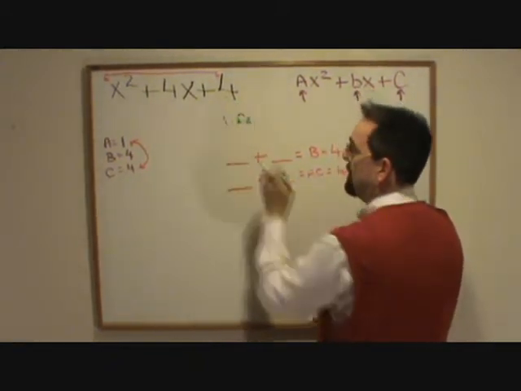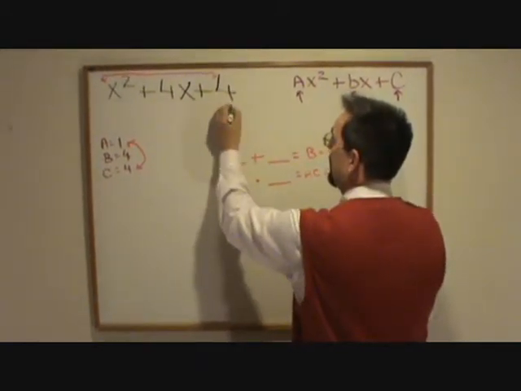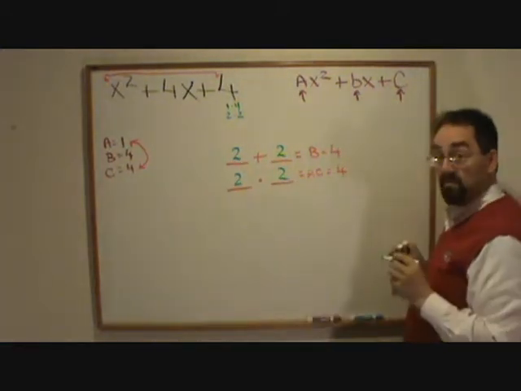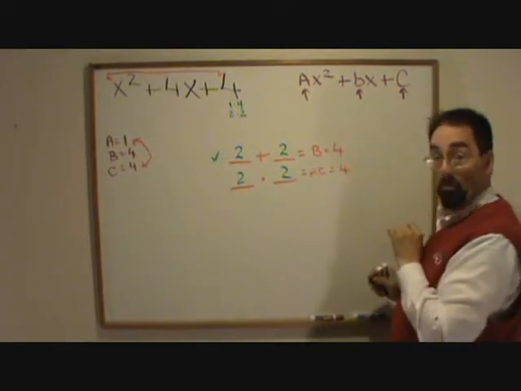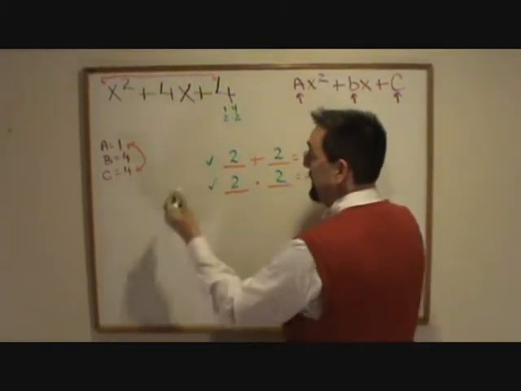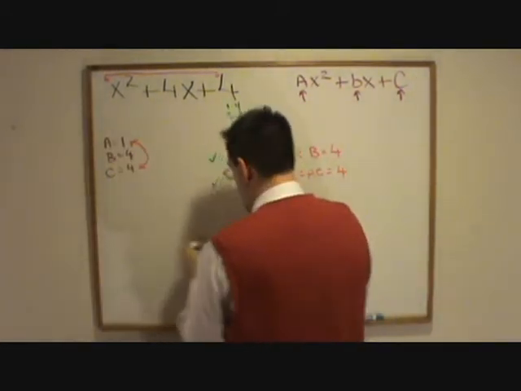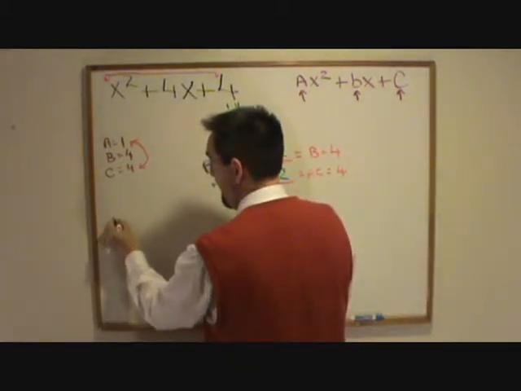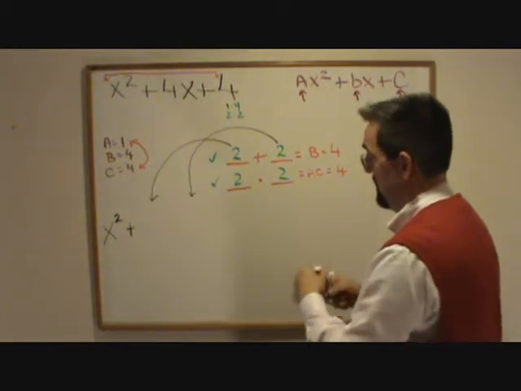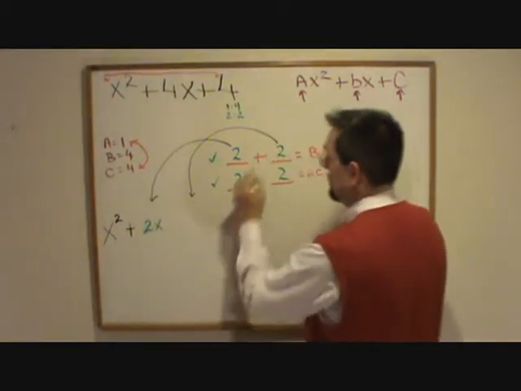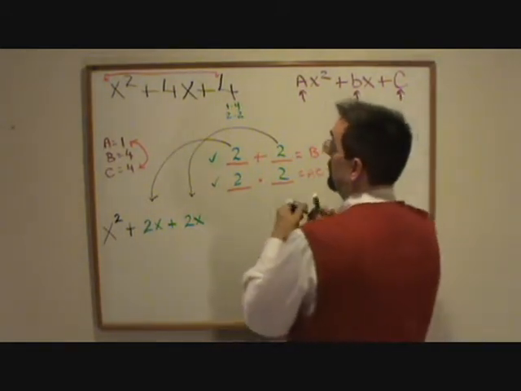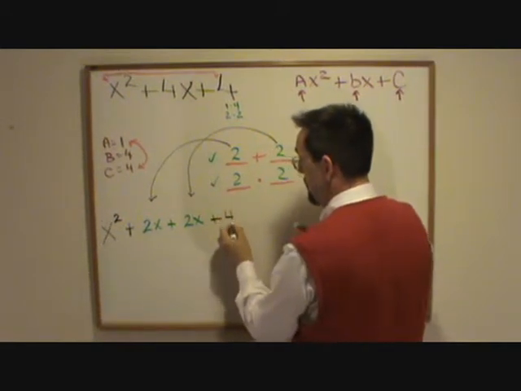If we know that didn't work, let's try the 2 and the 2. 2 plus 2 is 4. That works. 2 times 2 is 4. That works. So we found our factors. Okay, the next step is to utilize these. Bring your x squared down, plus 2x, plus 2x, and then we bring the final term down, which was our 4, plus 4.